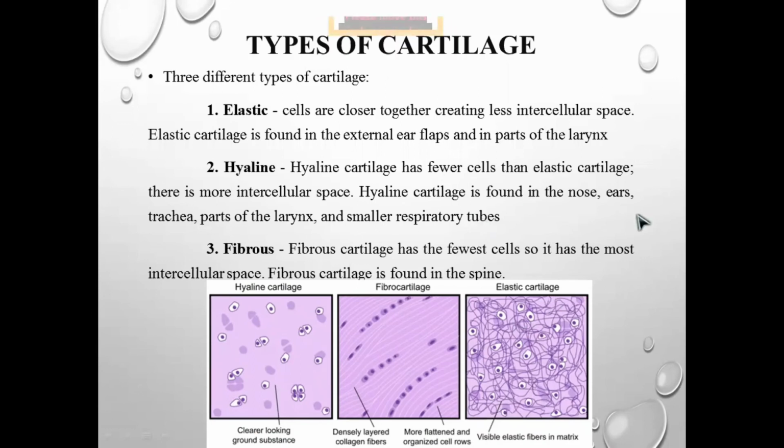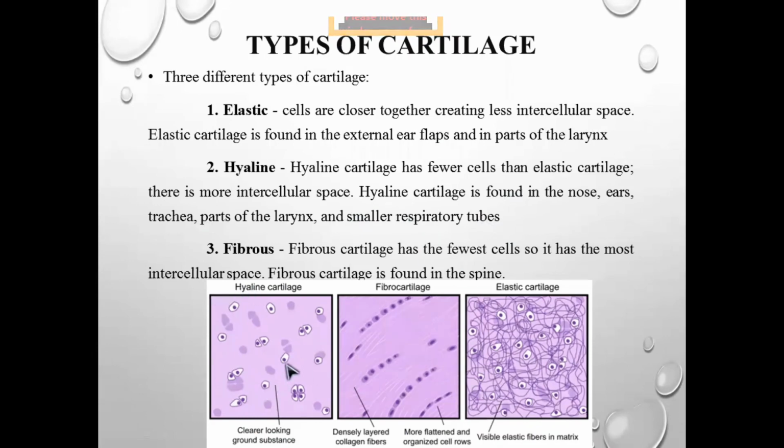Whereas hyaline cartilage has fewer cells than the elastic cartilage, and there is more intercellular space. The hyaline cartilage is found in the nose, ear, trachea, and parts of your larynx and smaller respiratory tract. That's important. Okay, so here we are able to find the hyaline cartilages. Okay, then you can see the diagram.